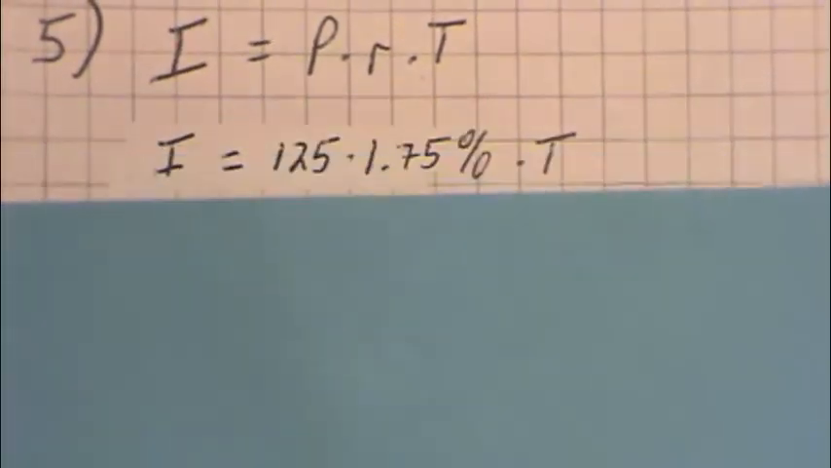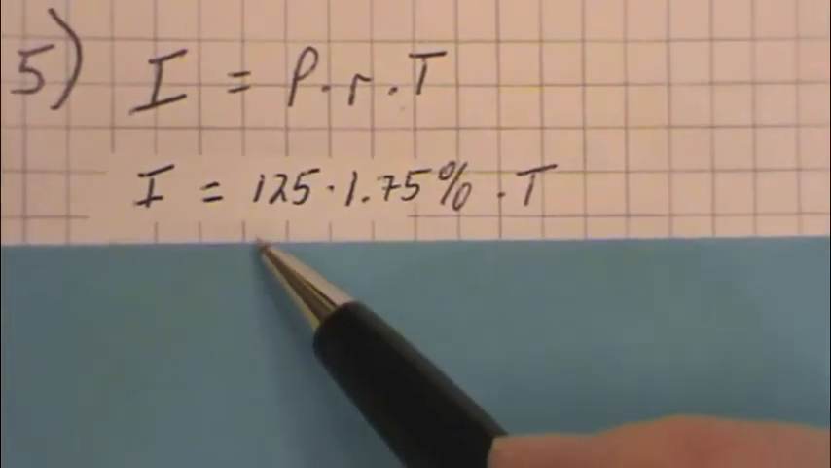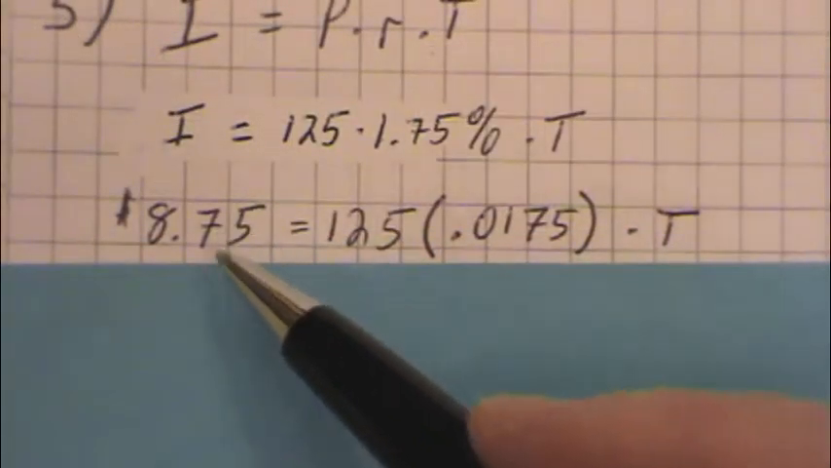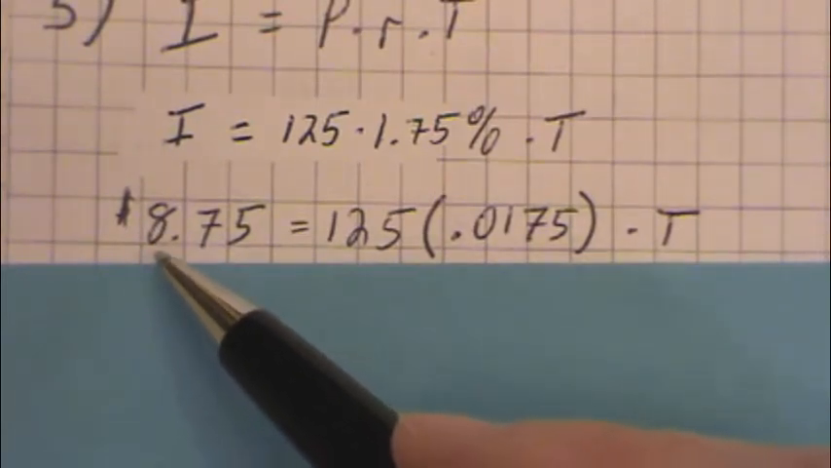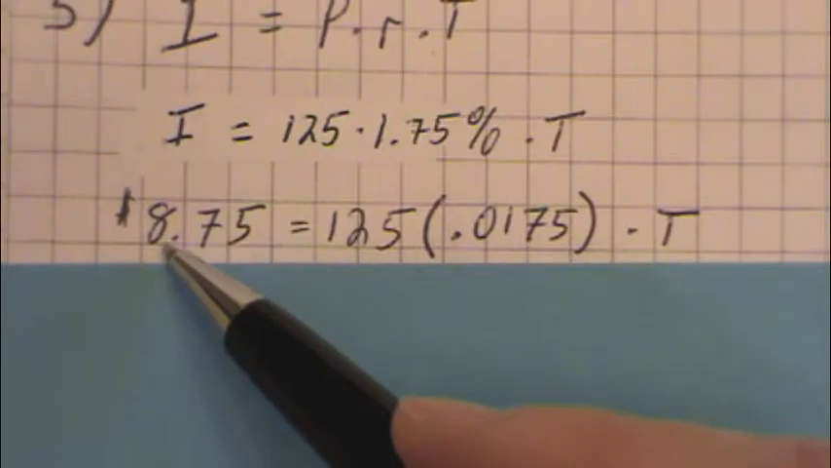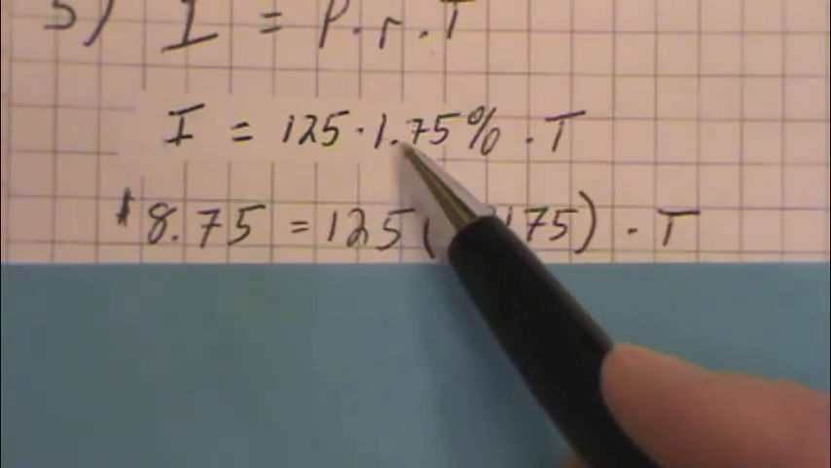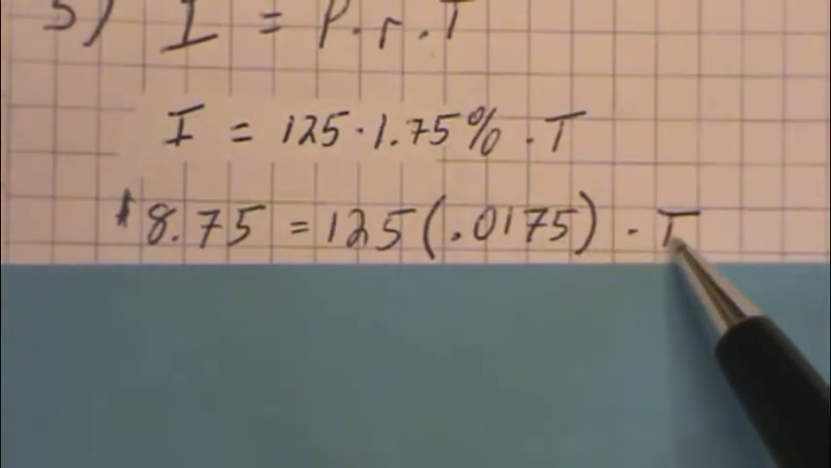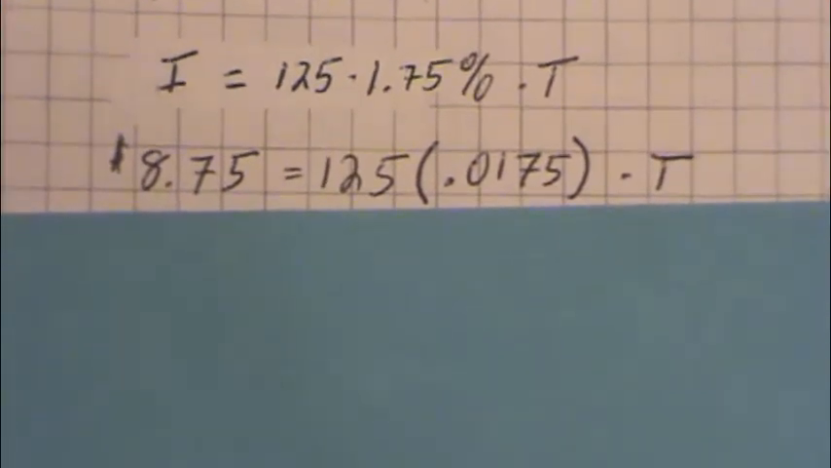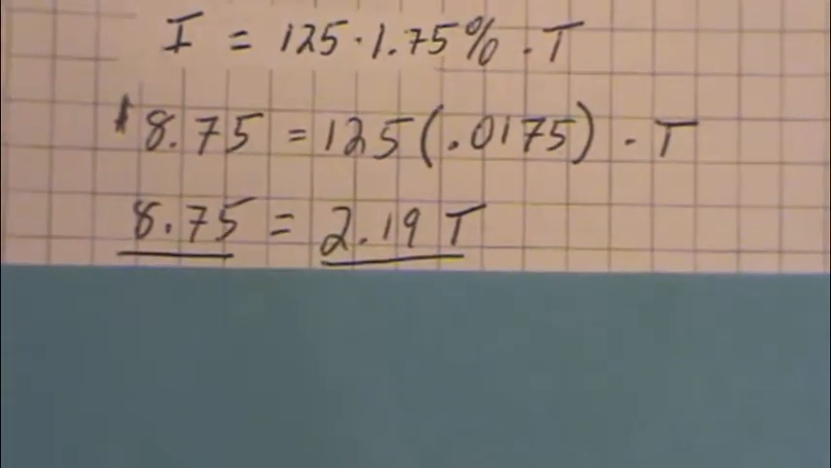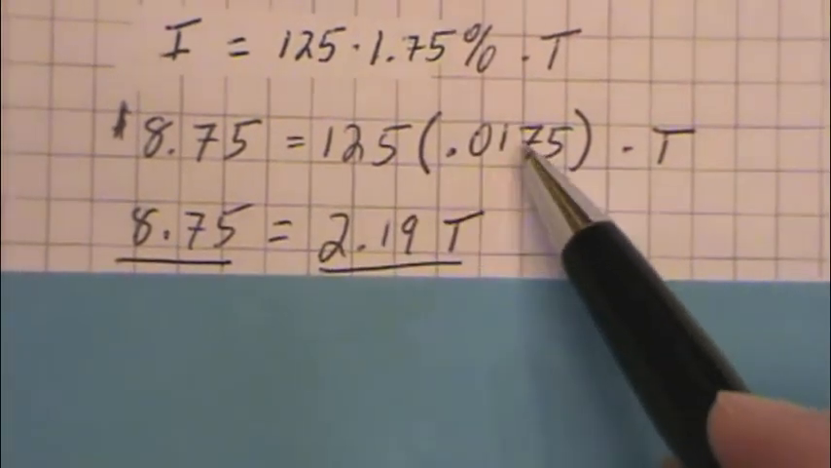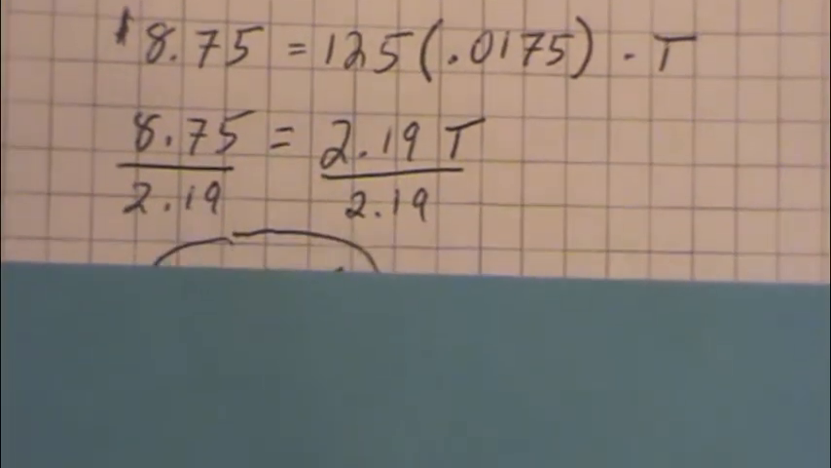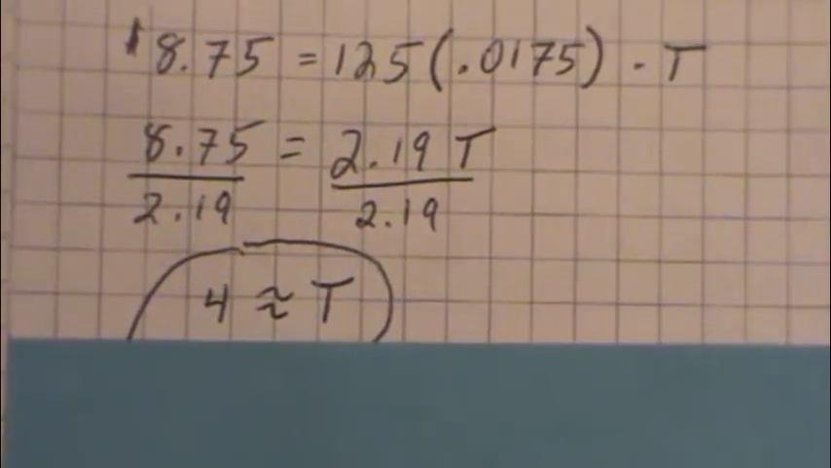So plug in what we know. $125 was our principal. Our rate, this time I added the other numbers that we need to know. We know that the interest we earned was $8.75, so that goes in place of the I, equals 125, and then I've converted this from 1.75% to 0.0175 times the time. This is what we're trying to figure out. How long was the money in the account? So start simplifying, combining like terms. You multiply those. You end up with 2.19t. Divide each side by 2.19, and you end up with 4 is approximately equal to t.